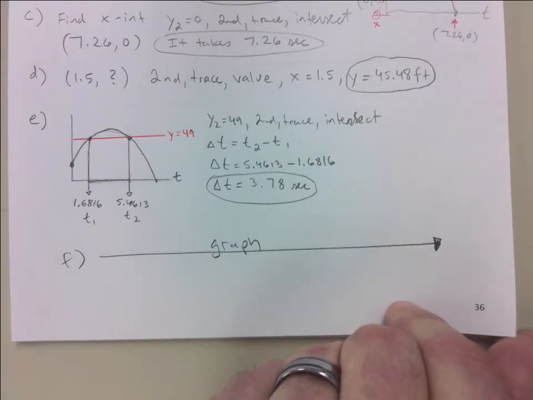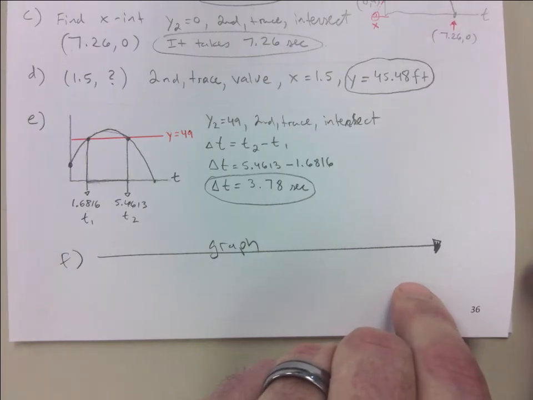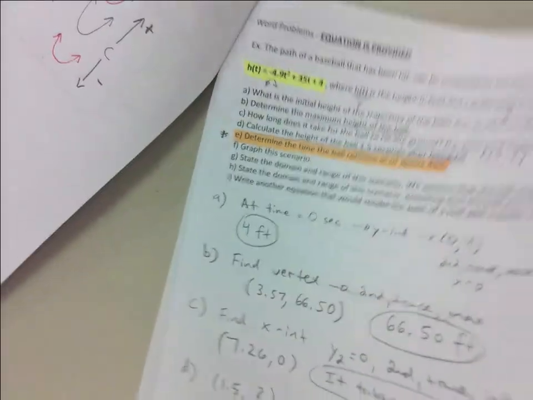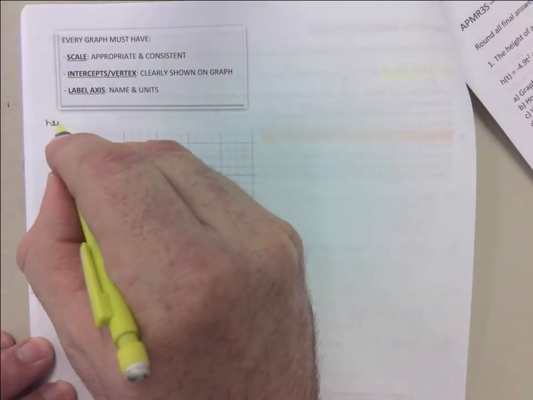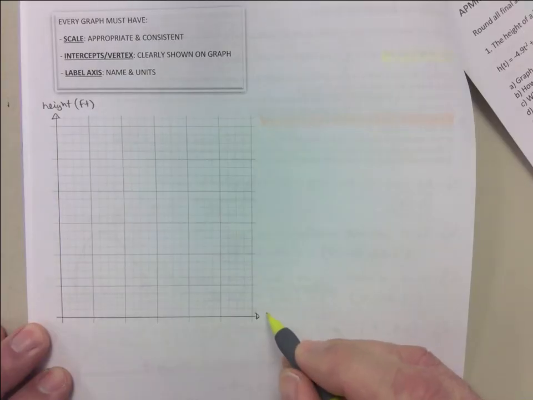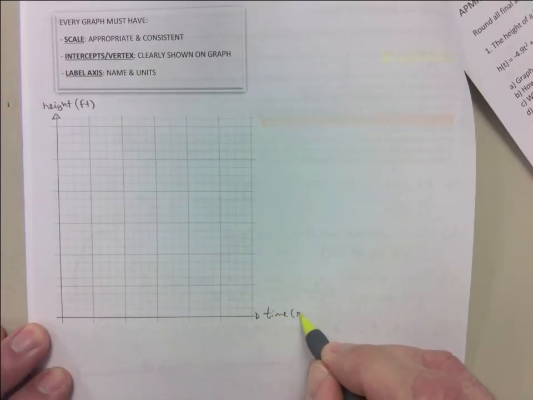So go to 37. I have a grid there for you. I remind you that each graph must have a good scale, points, and label. So let's do this. This is height in feet. This represents time in seconds.